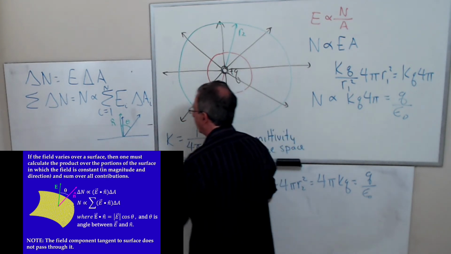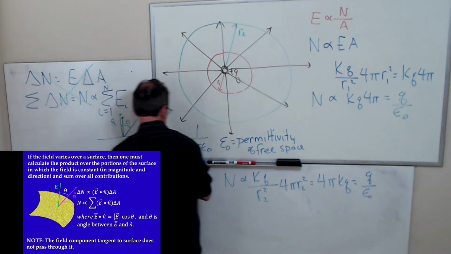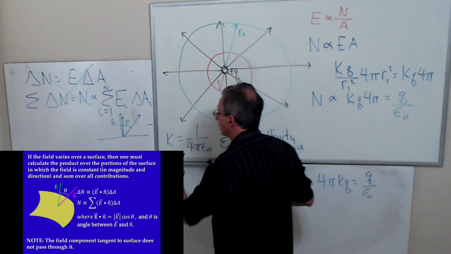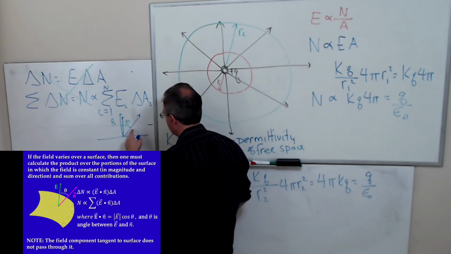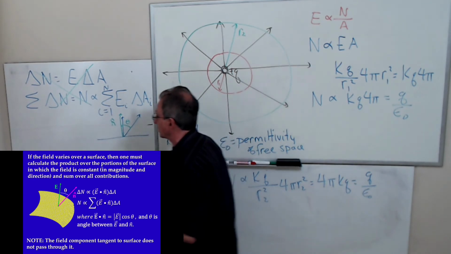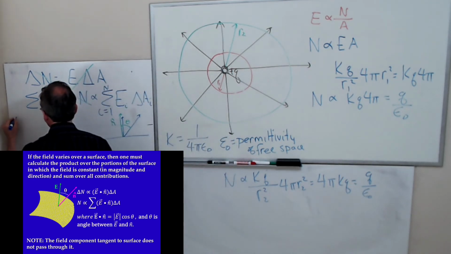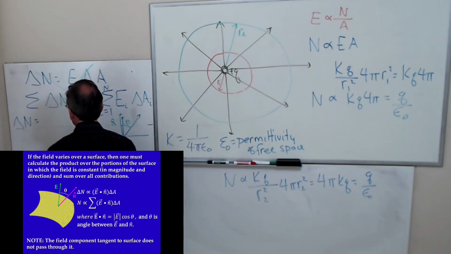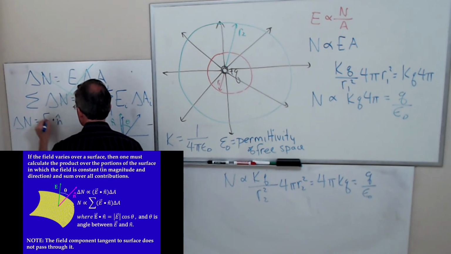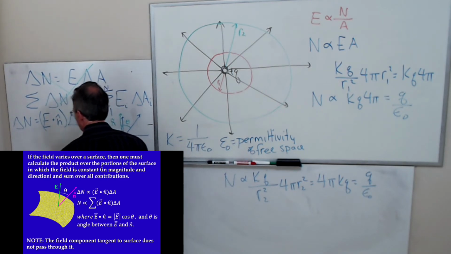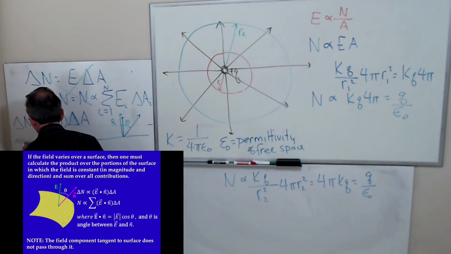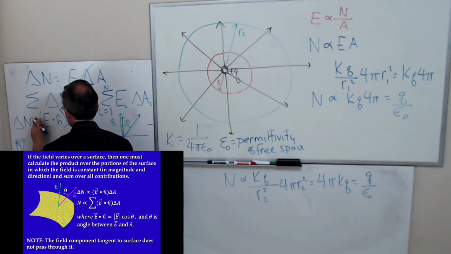And so I need to change this. I need the component of the electric field along the normal to the surface. With the dot product, I take the dot product of the electric field with the normal to the surface. And then I can say my delta n for one of these pieces is E dot the normal to the surface times delta A. And then I sum over all these to get the total number. I shouldn't have equal, I should say proportional. Sorry.